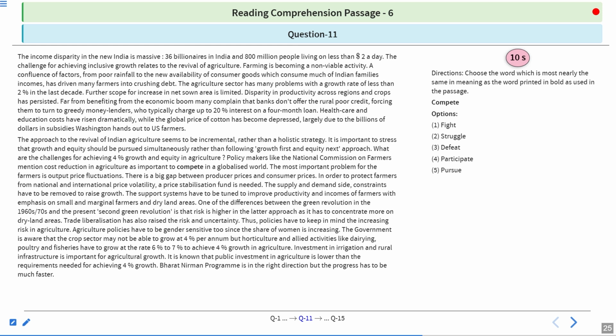The next question is choose the word which is the most nearly the same in meaning as the word printed in bold as used in the passage. Compete. Options are fight, struggle, defeat, participate, and pursue. You have 10 seconds to choose accordingly.